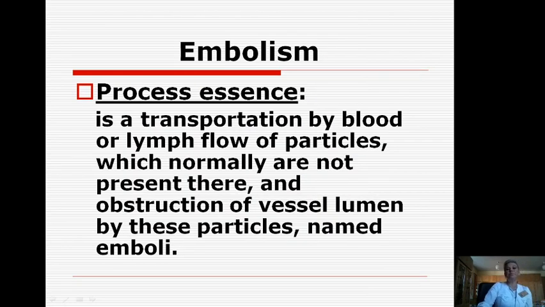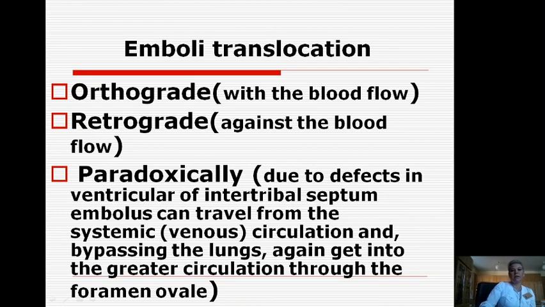And the last process of disturbance of blood circulation is embolism. What is embolism? It's the transportation by blood or lymph flow of particles which normally are not present there, and obstruction of the vessel lumen by those particles, named emboli. Which emboli translocation? More often we see anterograde, with the blood flow translocation. Rarely retrograde, against the blood flow.